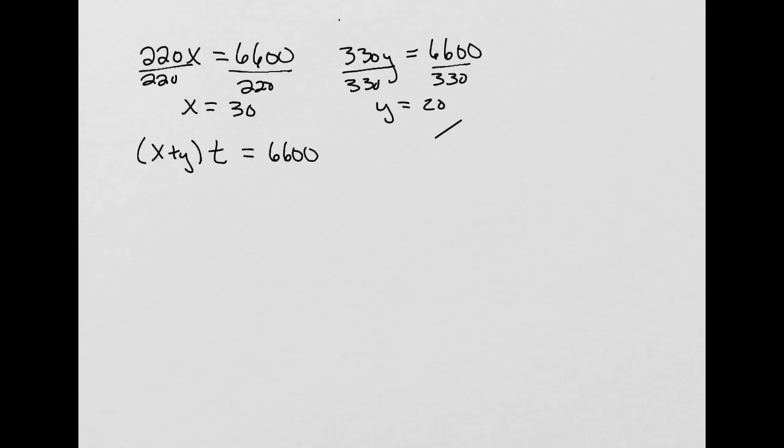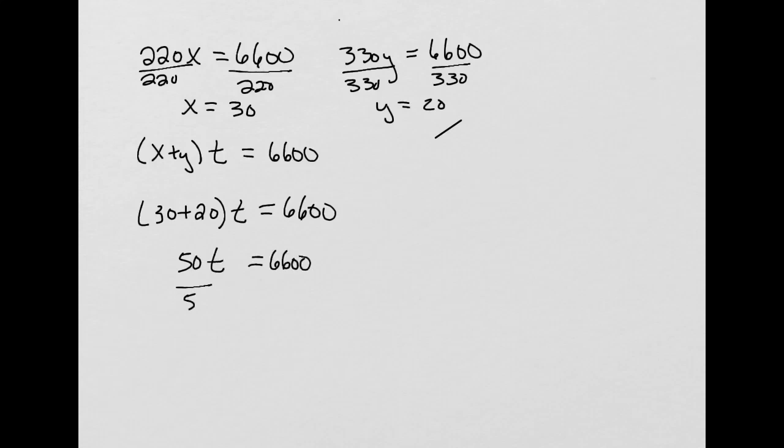So I've just given myself a little extra room, so I'm going to take my x, plug it in, take my y, plug it in. That gives me 30 plus 20 times t equals 6,600. 30 plus 20 is 50 times t equals 6,600. Divide both sides by 50, and that gives me t equals 132.